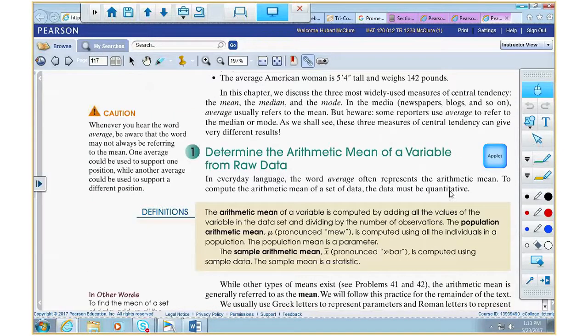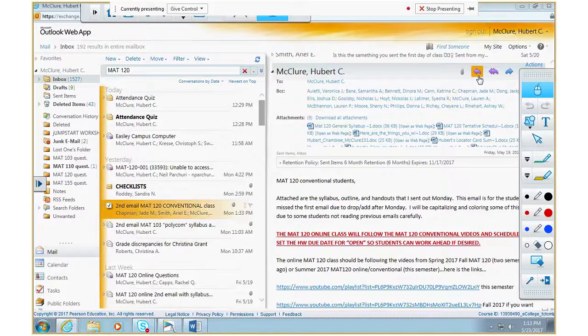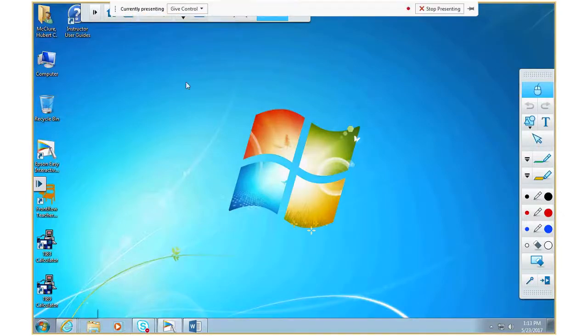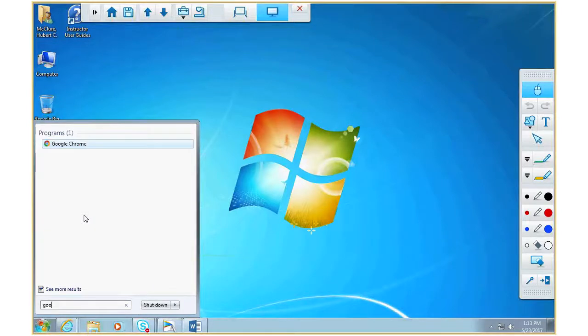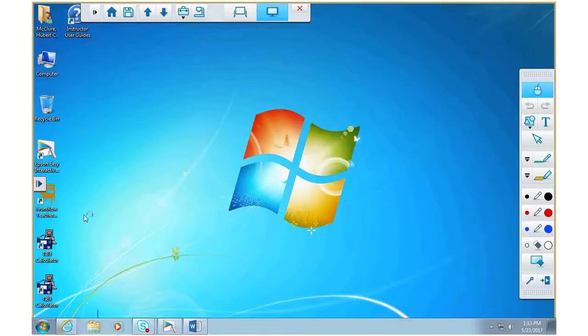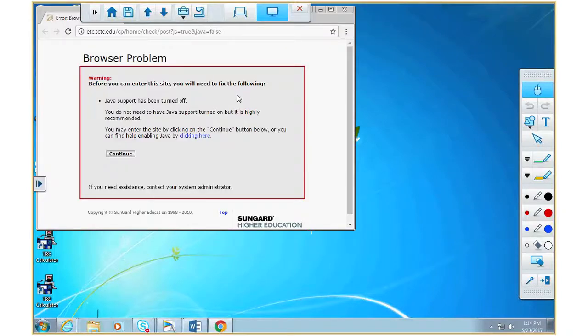Now, if anybody asks you what measures of tendency is, what will you tell me? I'm waiting. Anybody that's had 120 before, you can tell me. Describe to me what measures of tendency is. No, that's not what I'm looking for. No, good try. Okay, you're using the word tendency, aren't you? You're thinking of how many times something occurs. Yeah.